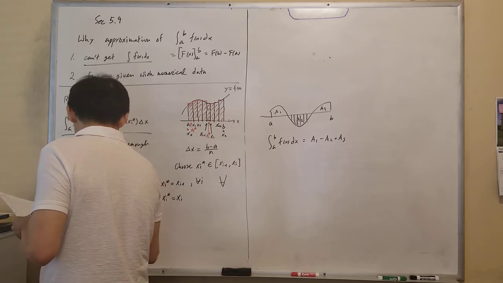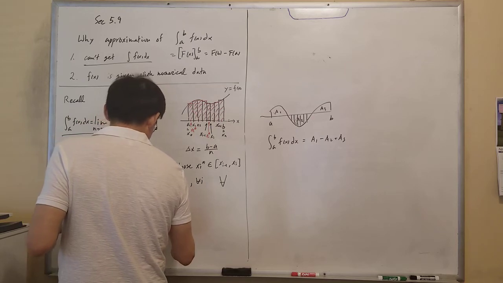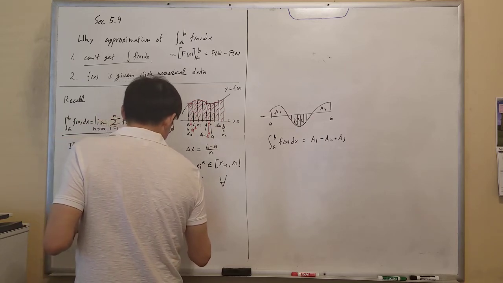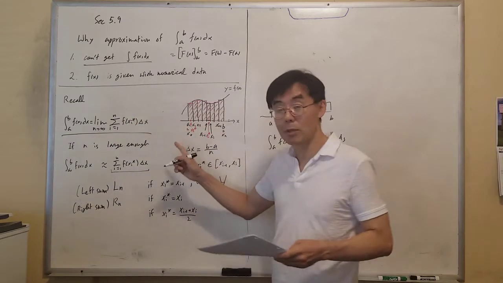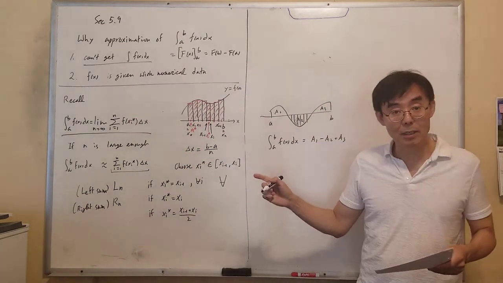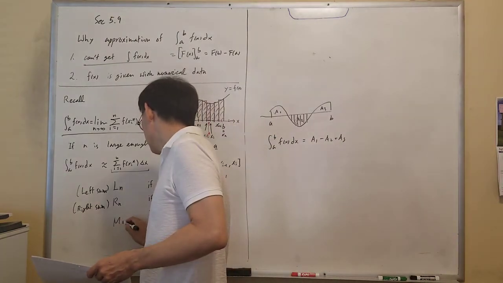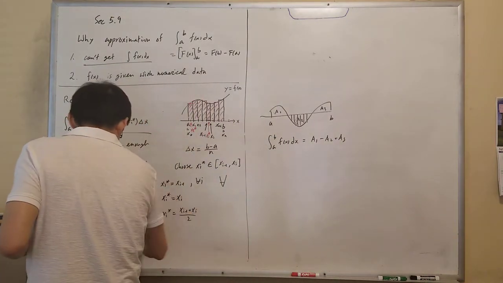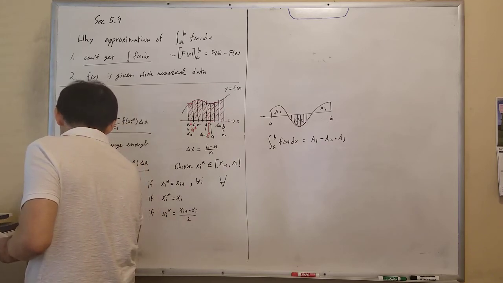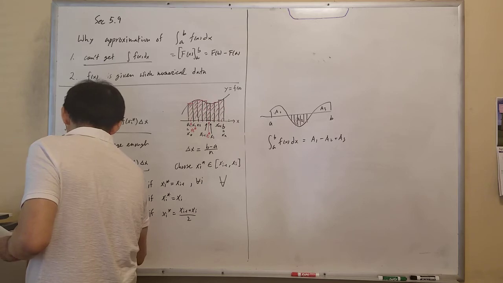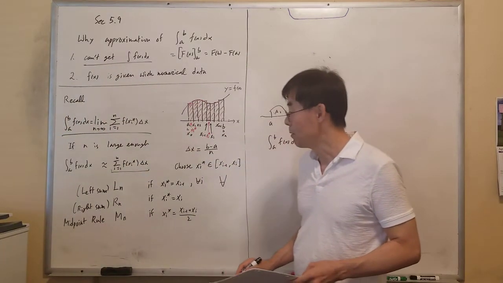Now, if we choose our sample point to be the midpoint of the interval from xi minus 1 to xi, then we call it the midpoint rule. We call it the midpoint rule rather than the midpoint sum.